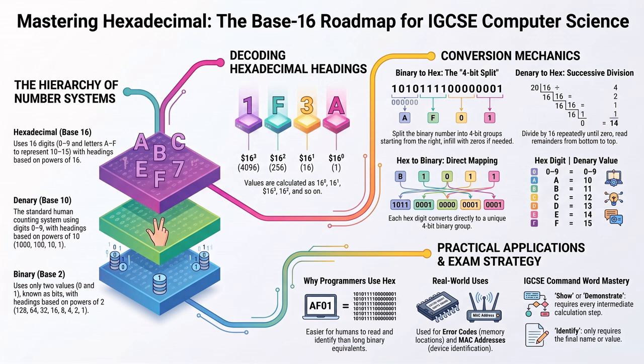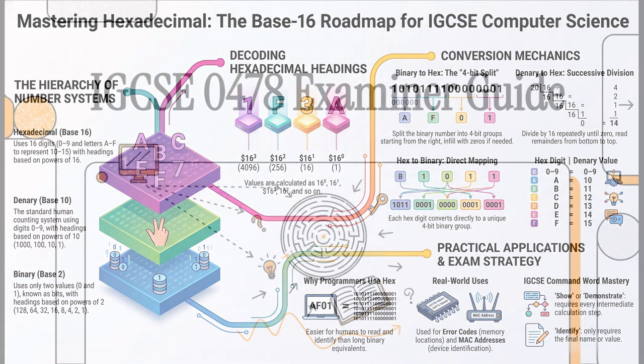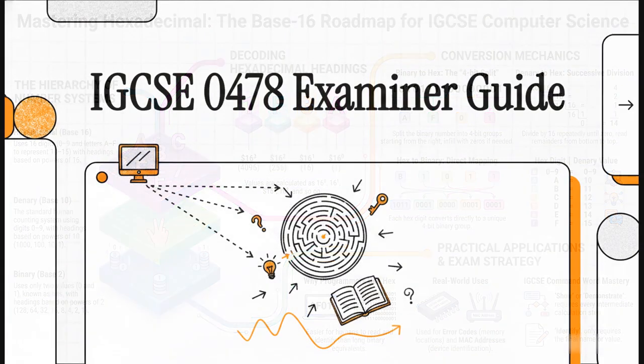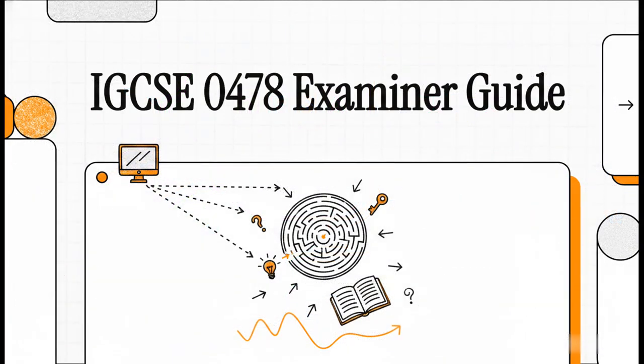9 out of 10 students walking into their IGCSE computer science exams are literally leaving guaranteed marks right there on the table. And honestly, it's not because they aren't studying hard. It's because they're falling into a trap. So in this explainer, our mission is pretty straightforward. We're going to rescue those lost marks by decoding the exact expectations of the Cambridge 0478 mark scheme. Let's get right into it.